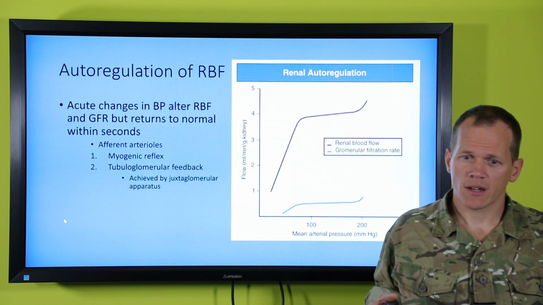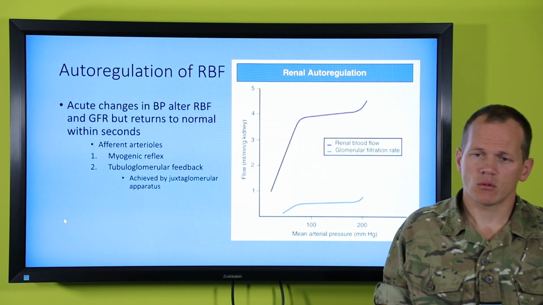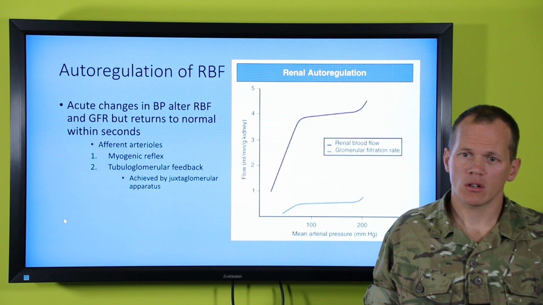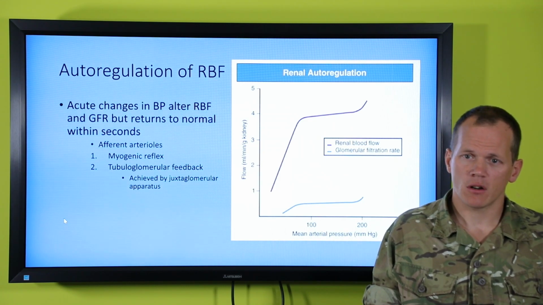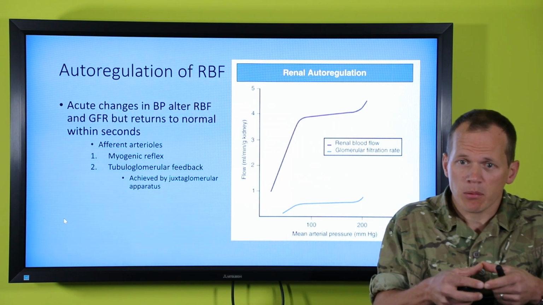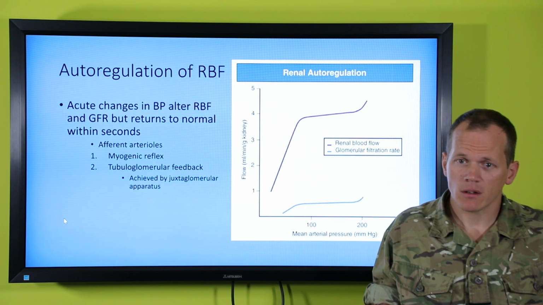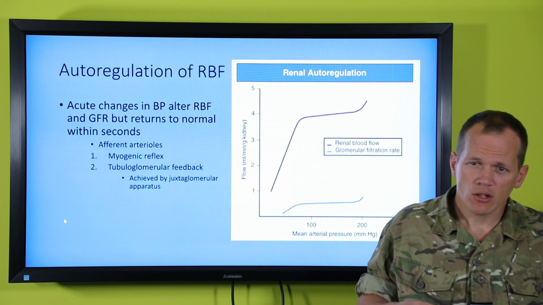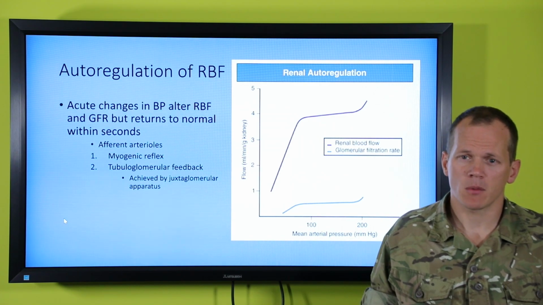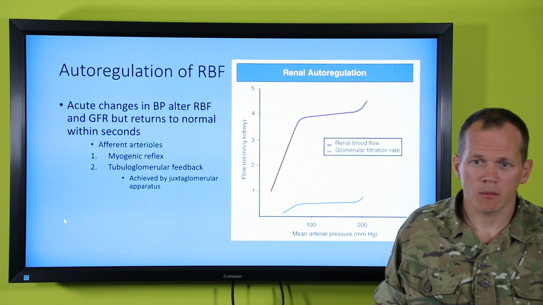By two reflexes. One is myogenic, so the actual afferent and efferent arterioles sense a change in pressure, and to increase GFR, if pressure drops for example, the efferent is going to squeeze up and get a bit narrower, and the afferent is going to dilate, get a bit wider, and you can imagine then you're increasing the pressure that's driving fluid across the basement membrane. You're increasing or maintaining GFR despite that drop in blood pressure.